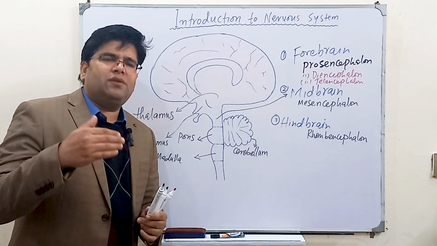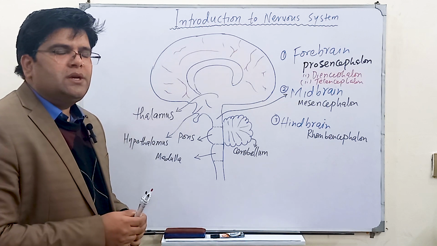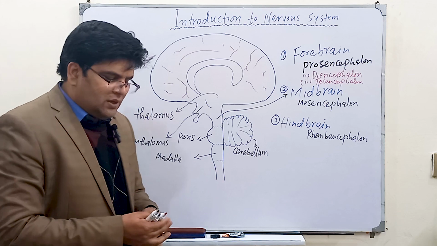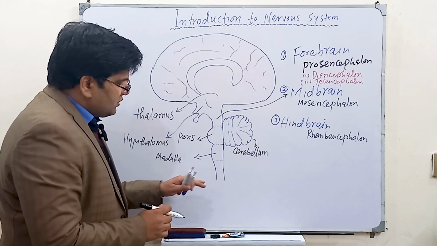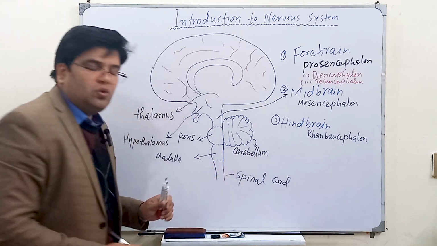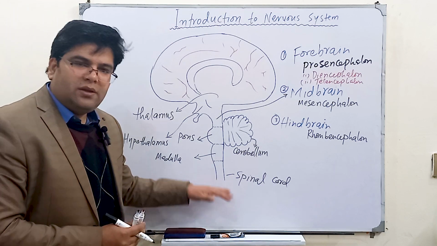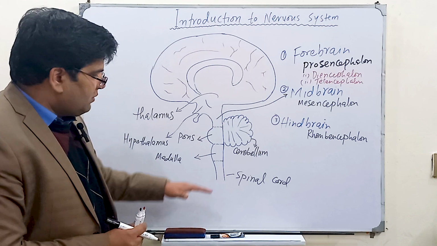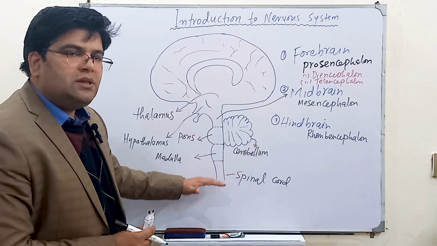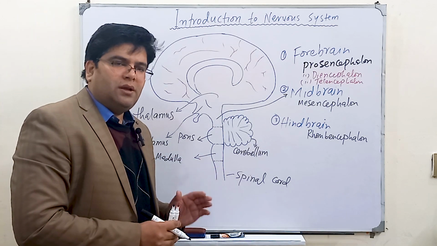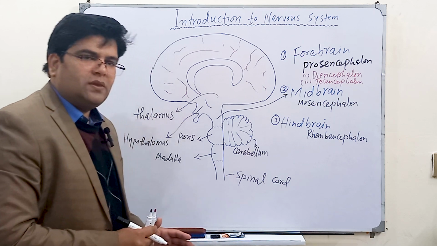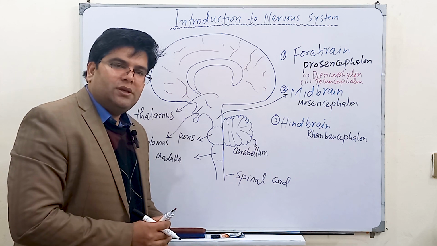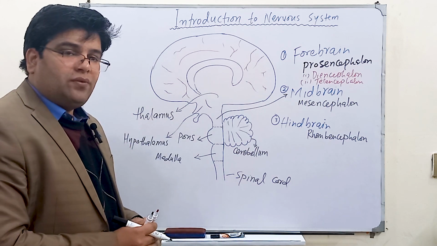So just to give you an overview of the functions of the central nervous system, first let's begin with the functions of the spinal cord. Spinal cord is located most caudally. Caudally means towards the tail, downward, and the extension of the spinal cord is from the base of our skull till the first lumbar vertebra. And the spinal cord contains 31 pairs of spinal nerves.